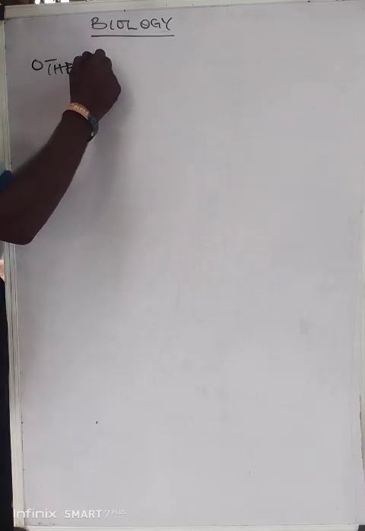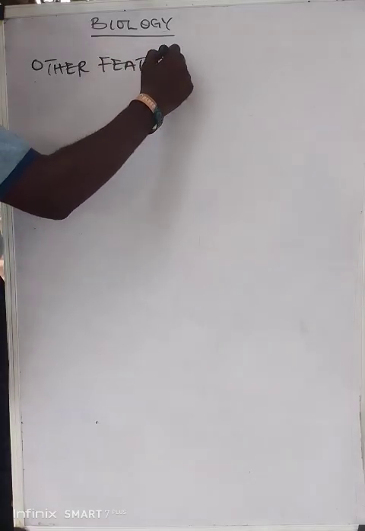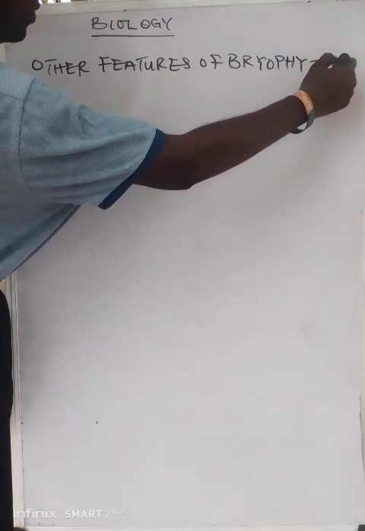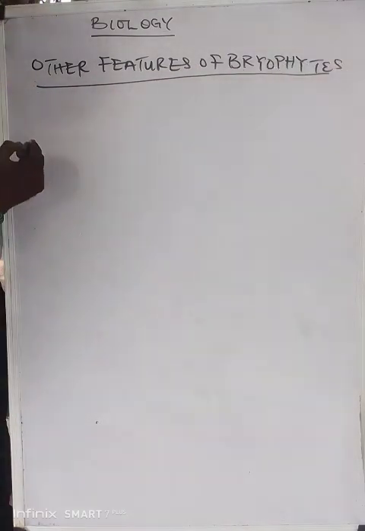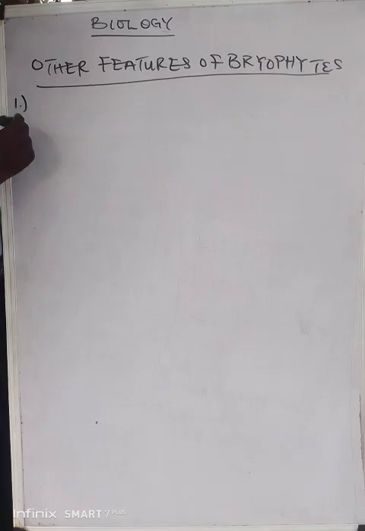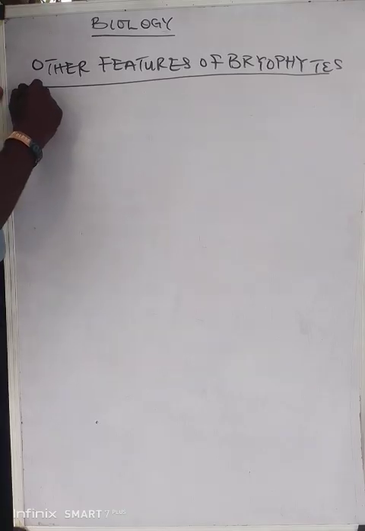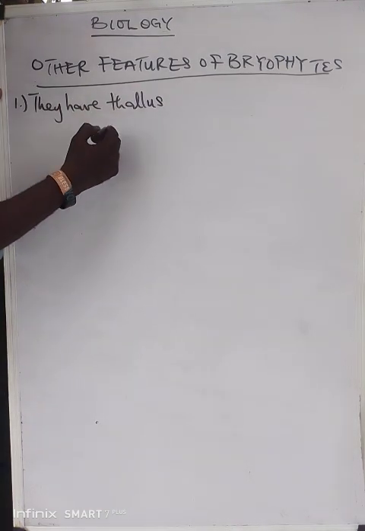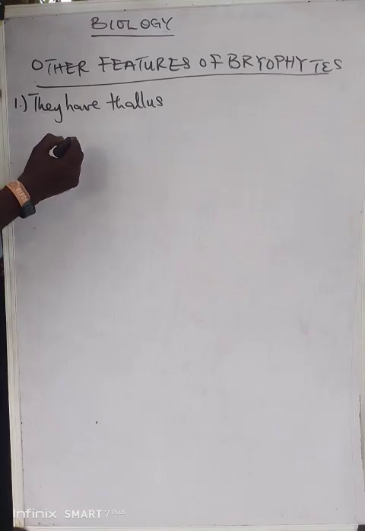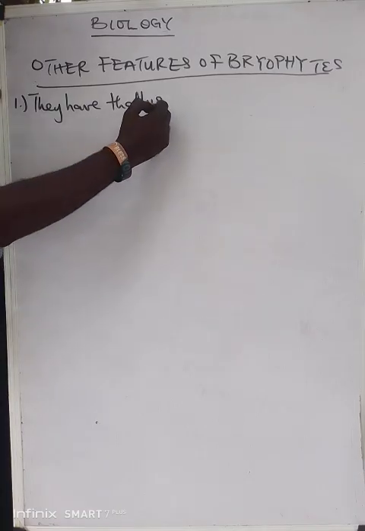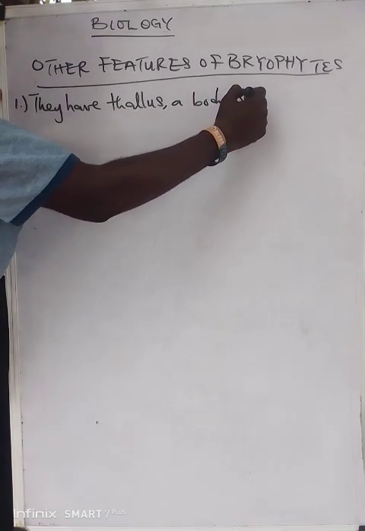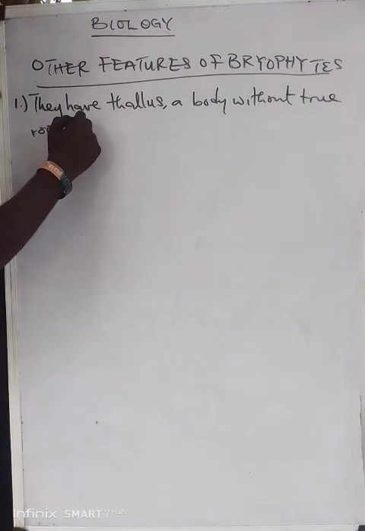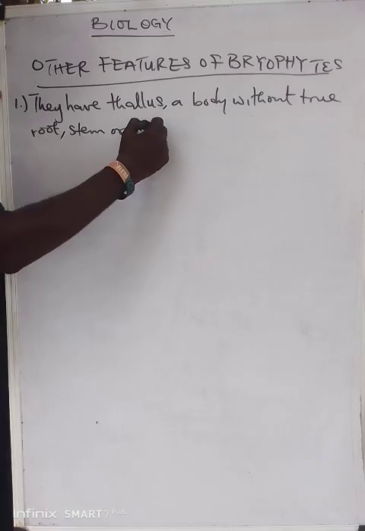Other features of bryophytes. Number one, they have a thalloid body, just like the thallophytes that we discussed yesterday. When we say thalloid body, we mean a body without true roots, true stem, or true leaves.